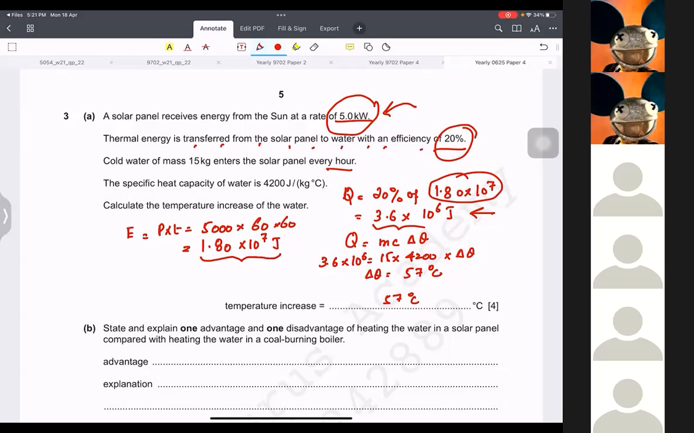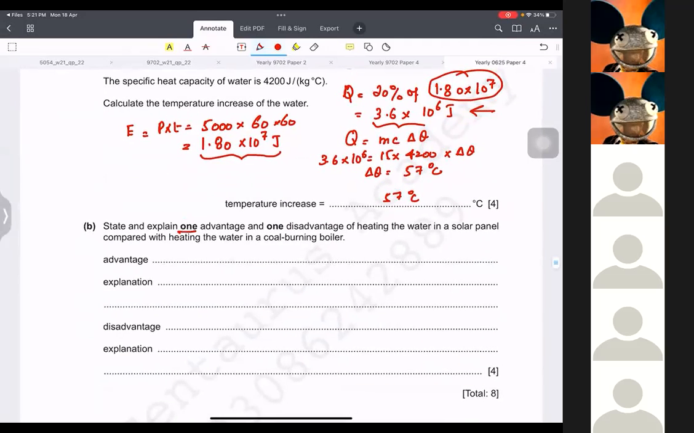Now, state and explain one advantage of heating water in a solar panel compared to heating water in a coal burner. One of the main advantages is that it is renewable. Renewable because the sun is always there. The sun comes out daily, so it can be reused.